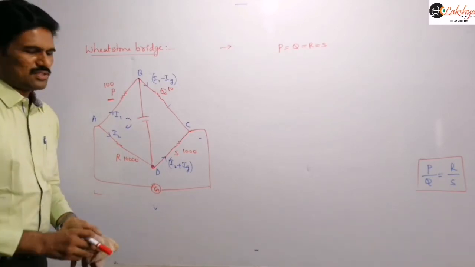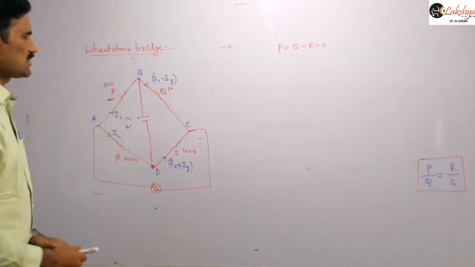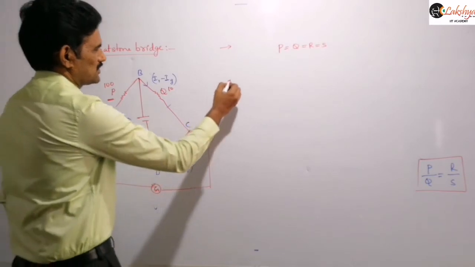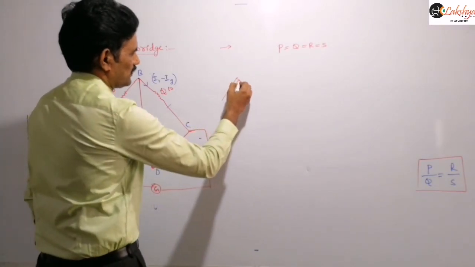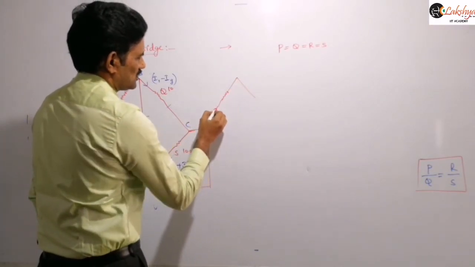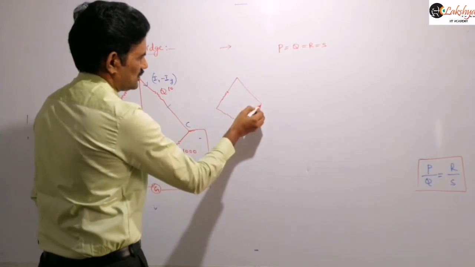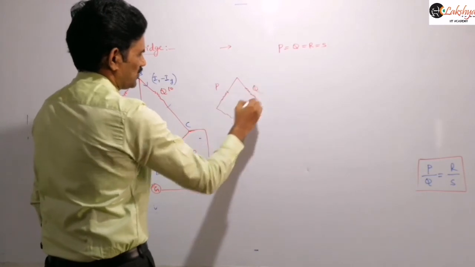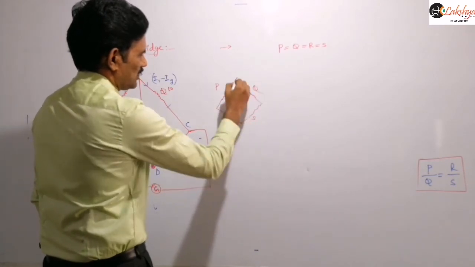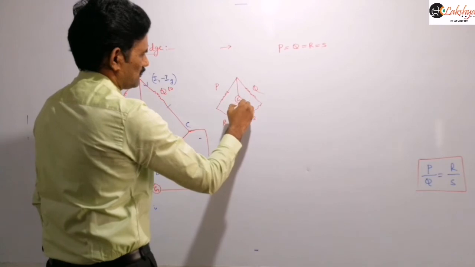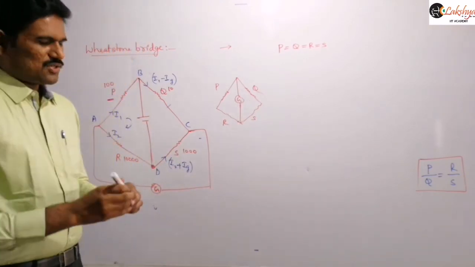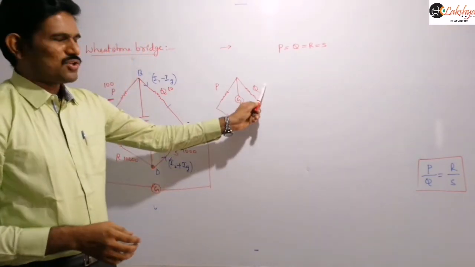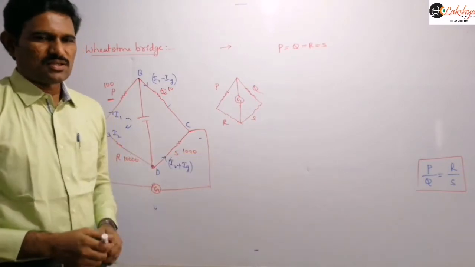So actually you need to write like this. Previously, here some resistance is there, and here some resistance, and here some resistance, and here also some resistance is there. So this is P, Q, R, S we are taking, right? Then this is the position of the galvanometer. For the balancing condition, P by Q must be equal to R by S, right?